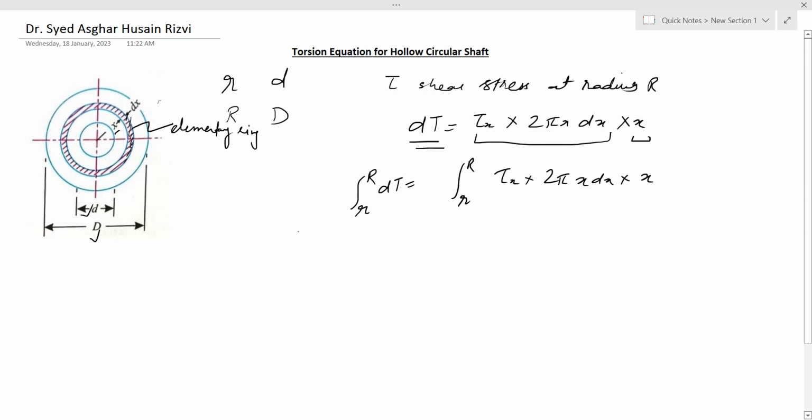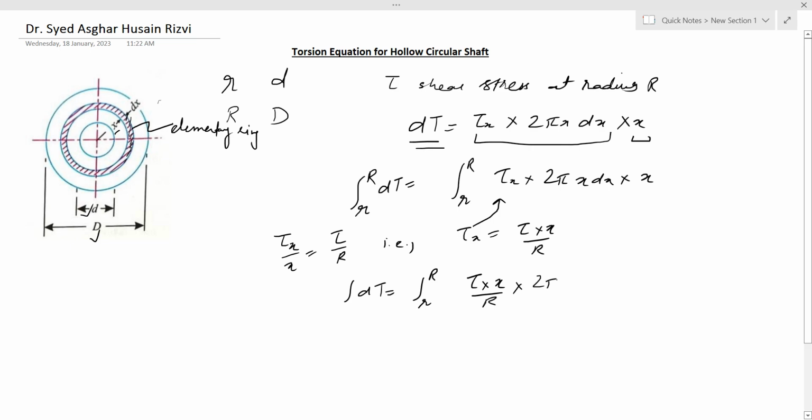In the first derivation, we have also seen that tau x upon x equals tau upon r. That means tau x equals tau into x upon r. We will place this value of tau x here. So integration of dT will be equal to the integration from small r to capital R, tau into x upon r into 2 pi x dx into x.